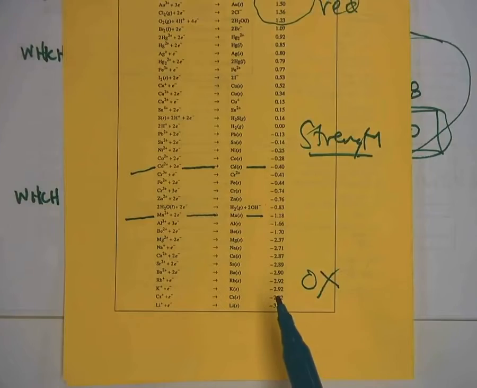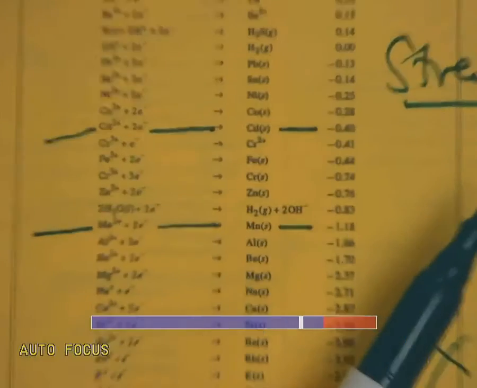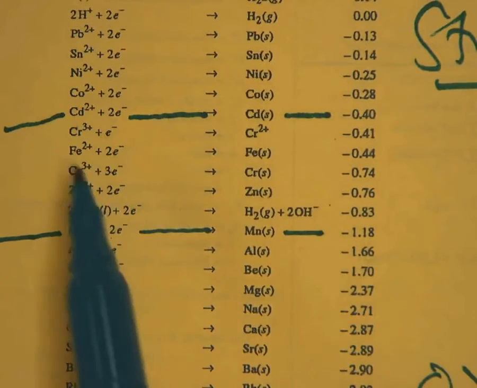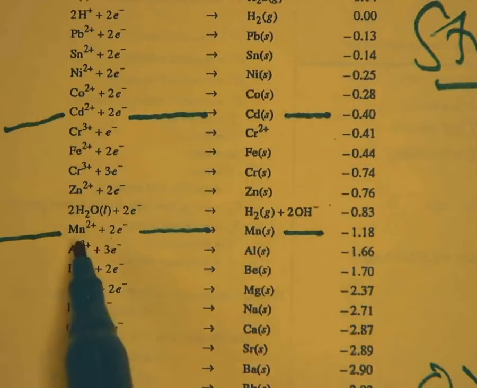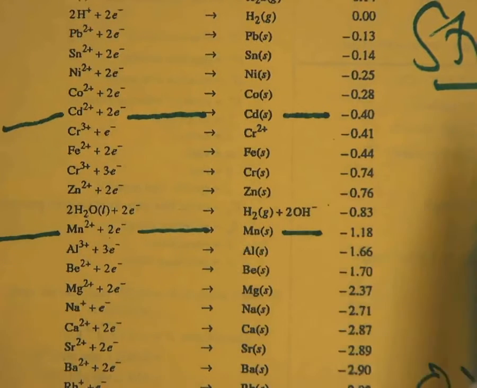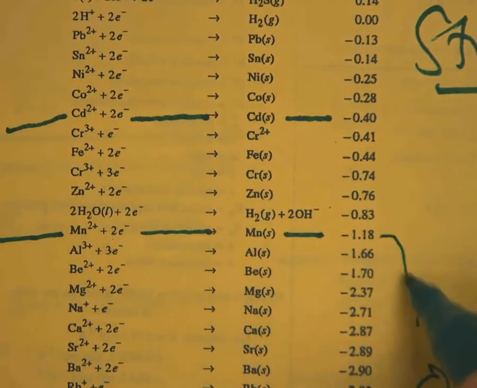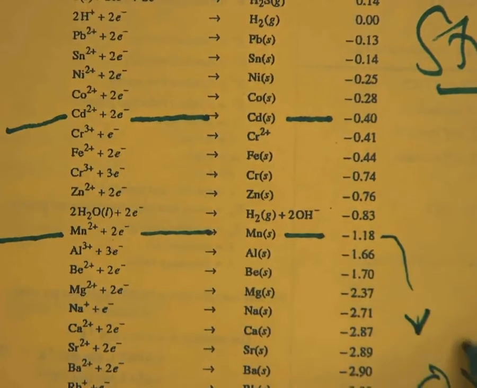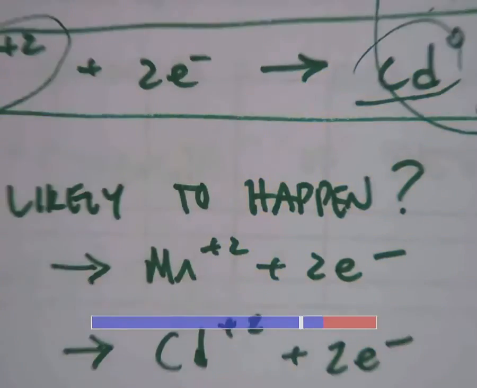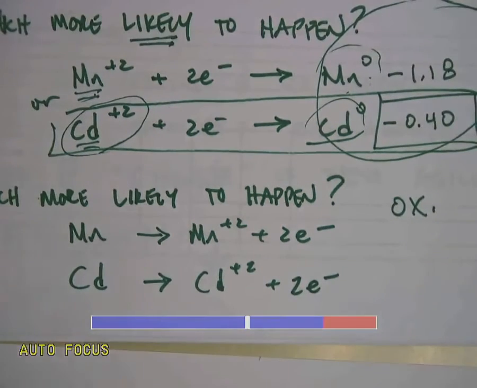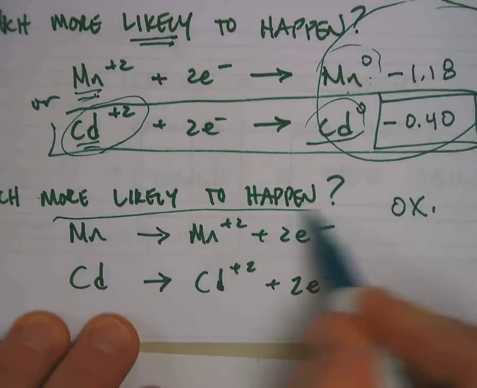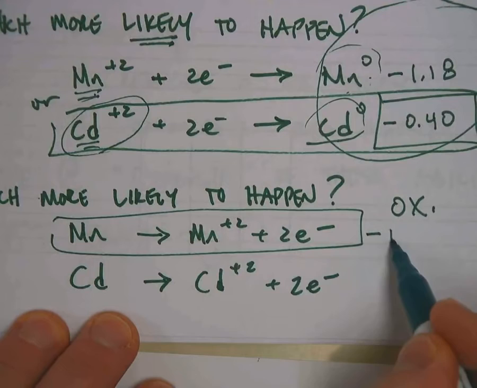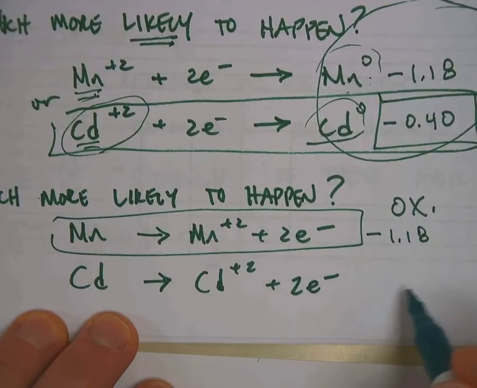And you can still see on here that I have the 2 marked. Here's cadmium, and then here's manganese right here. And you can see that the one that's lowest on the chart, or the most negative, the one that has the most possibility of being oxidized, is manganese. And so to answer this question, which is the most likely to happen? Well, this one is the most likely to happen because it has a negative 1.8 reduction potential.